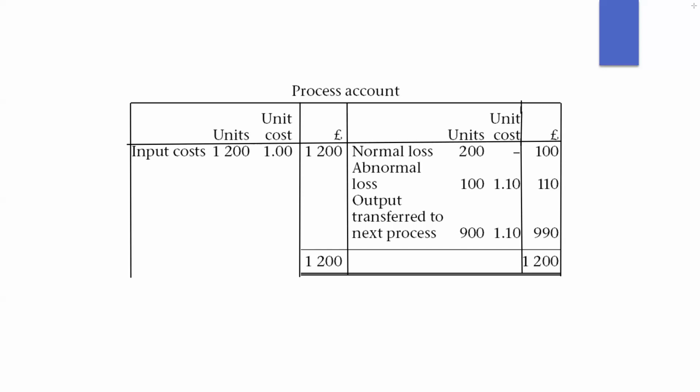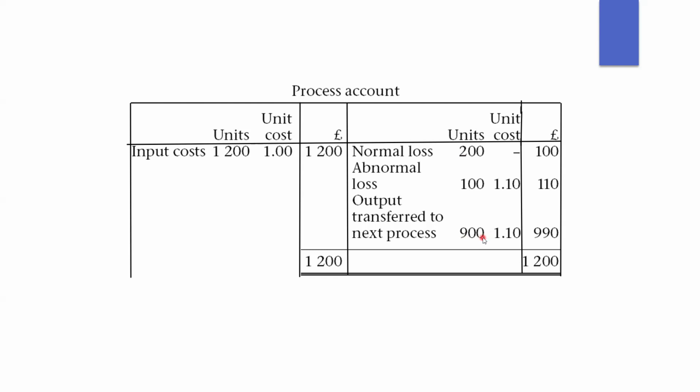Now you can see the process account. In the process account, first, as earlier, what we have included is the input. Here input 1200 liters at 1 pound each, 1200 pounds. Here we can remember that normal loss is 200, which is sold at 50 penny. So the total amount received is 100 pounds. So we have calculated the output. Actual output is 900.